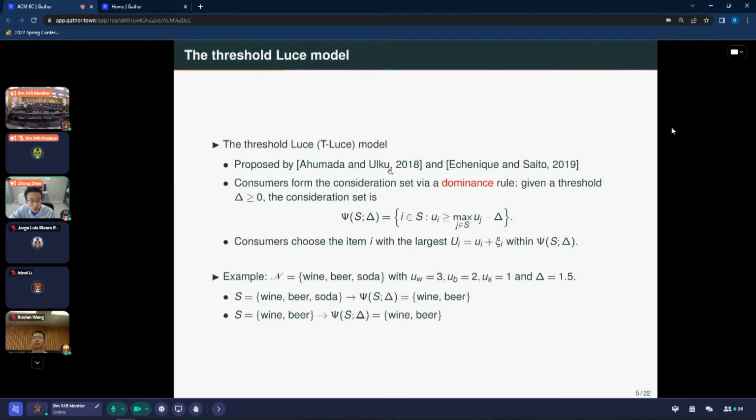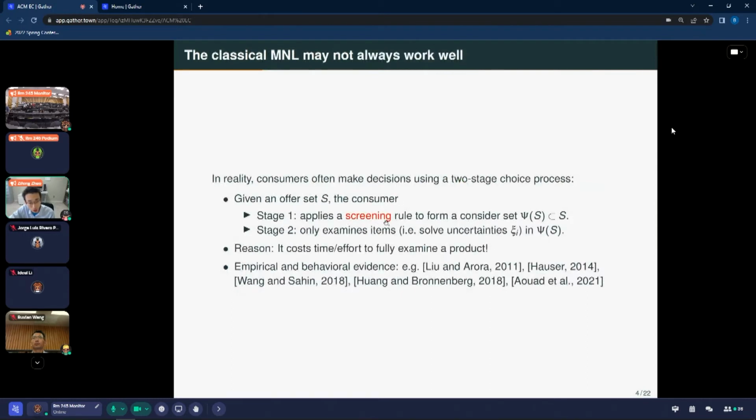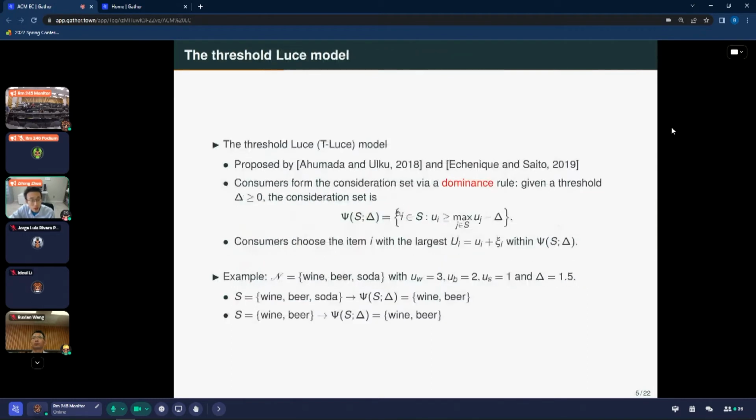So basically, they assume how this screening rule works in the first stage. They assume the consumer uses a dominance rule to form the consideration set. The consumer has a threshold delta, and this delta is non-negative. Given the offer set S, for each item i in this offer set S, in order for i to be passed to the consideration set, it needs to fulfill this condition here. So this is called the dominance rule.